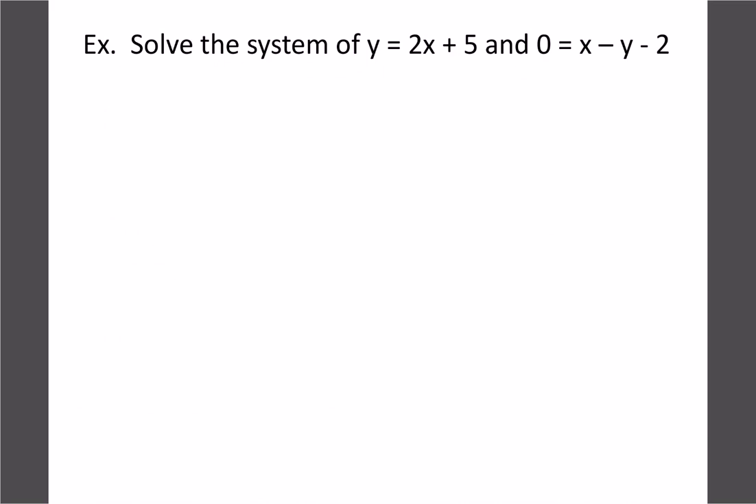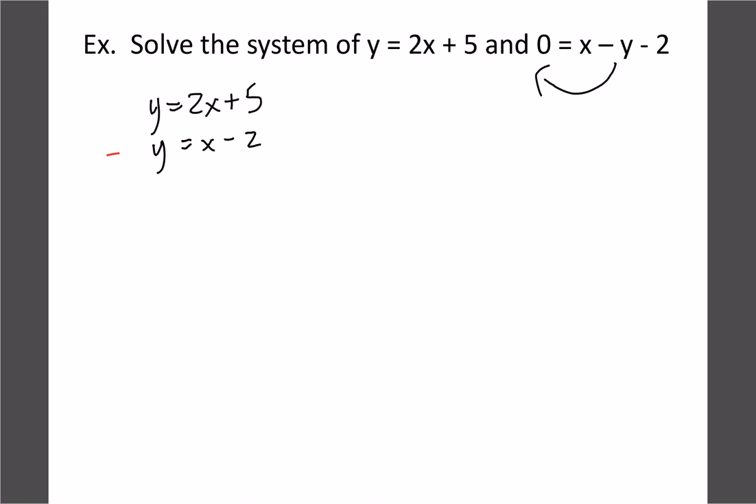Okay, so let's try this one. So here we've got y equals 2x plus 5. So we can leave it in that form. And then we just have to change our second equation to be the same. So in the second one, if we bring the y over, that would give us positive y equals x minus 2. So you can see they're all lined up the same. So the only thing we have to do differently is we need them to be opposite.